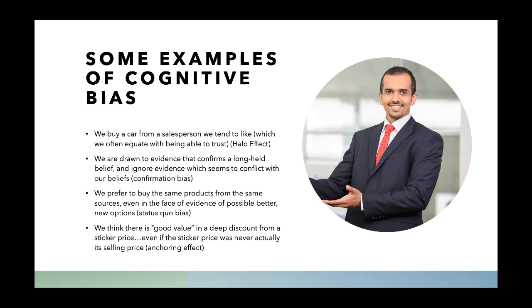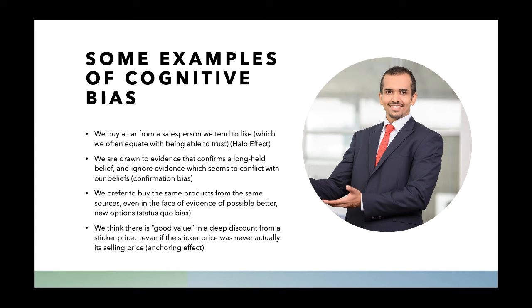What are some other examples of cognitive bias? We are drawn to evidence that confirms a long-held belief, and we tend to ignore evidence which might seem to conflict with our pre-existing beliefs. We call this confirmation bias. Third bullet point: we prefer to buy the same products from the same sources, even in the face of evidence that perhaps there are better new options that we are just uncomfortable considering. Why? Because we like sticking with what we know. This is what we call status quo bias. Or here's one, I think this hits all of us. We think there is good value when we think there is a deep discount from the sticker price, even if, quite frankly, the sticker price was never actually its selling price.